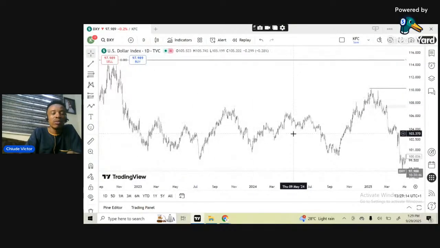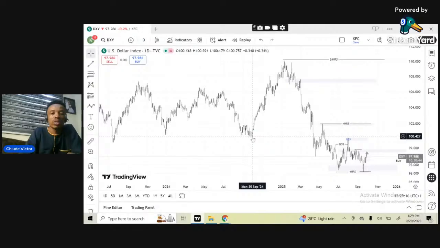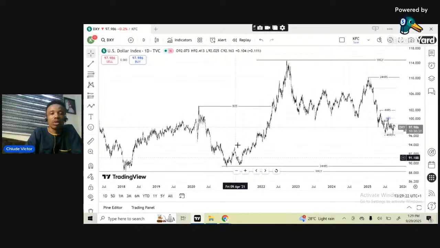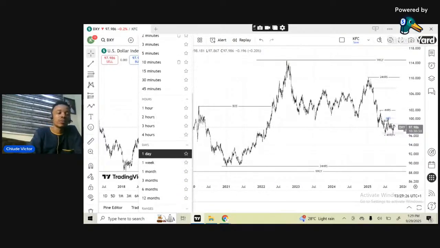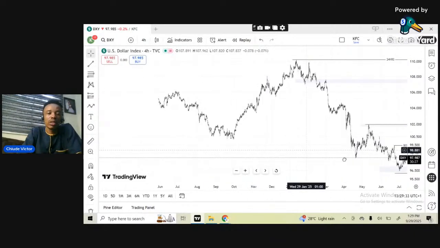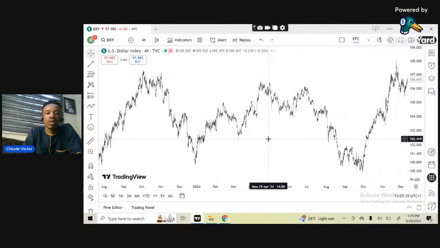The bearish move, which is this, is an internal break of structure. Look at it. See, externally, it's still on the bullish side. Go to the 4-hour time frame. If you look closely, you see what it is doing.